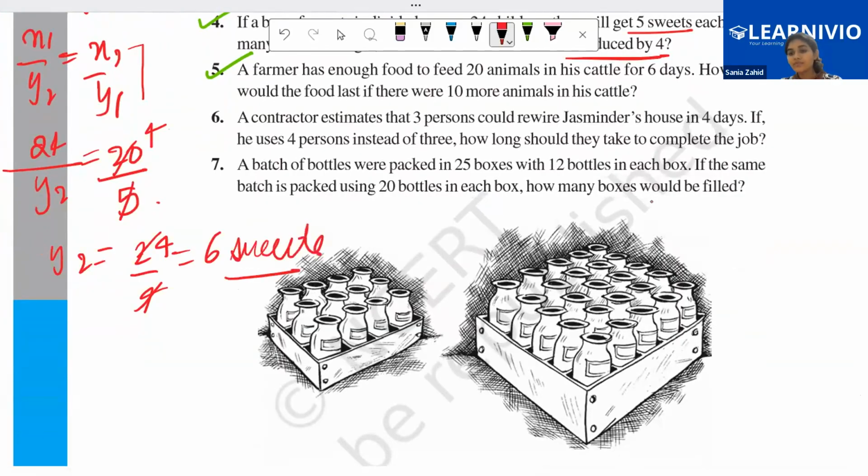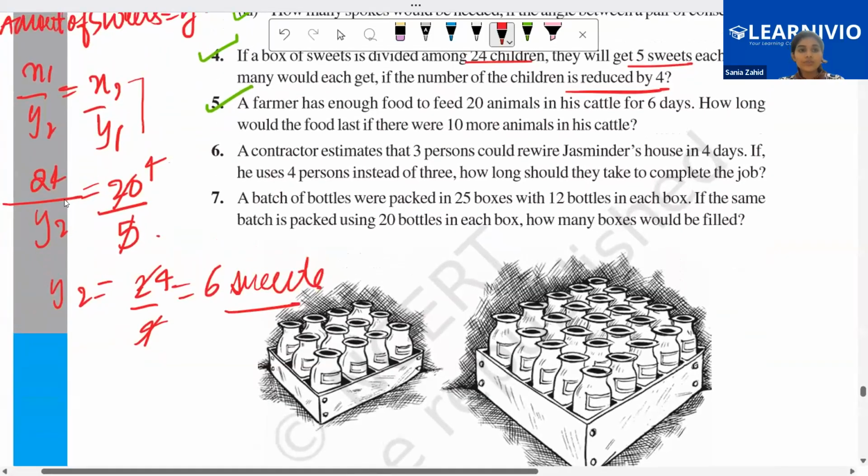Understood? Yes, ma'am. All of you? Yes, ma'am. Okay. So the fifth question we have: a farmer has enough food. Okay, tell me.